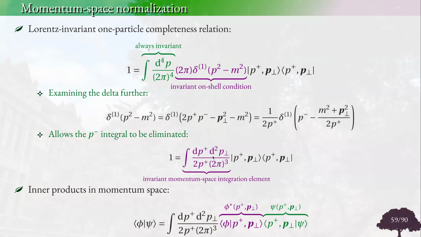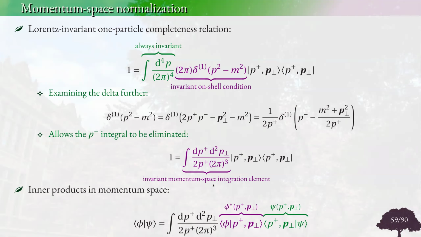This is basically the same way how in standard instant form coordinates you'd get a 1 over 2 times e here instead of 1 over 2 times p plus. But in light front, it's p plus, which is actually really convenient because p plus is an independent variable, whereas in instant form e depends on the three components of momentum that you're integrating over.